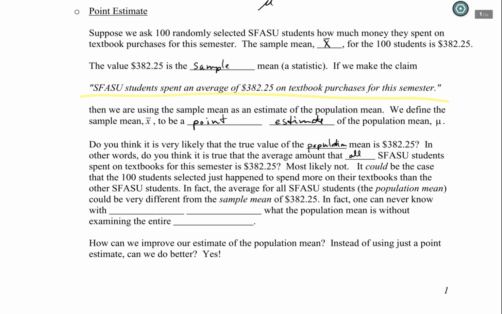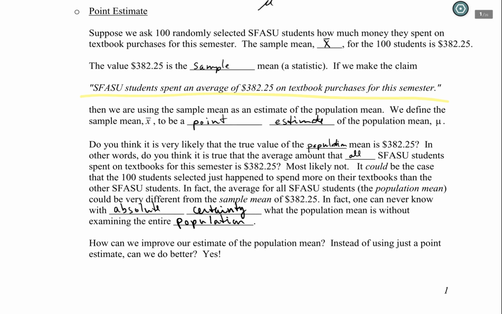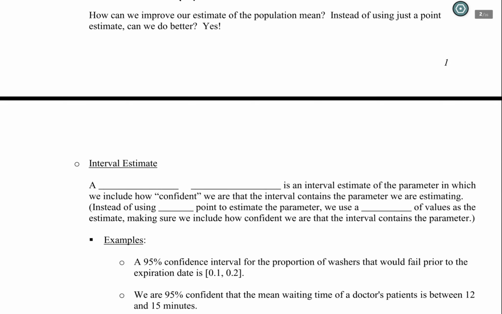No one can ever know with absolute certainty what the population mean is without examining the entire population. So can we do better than a point estimate? Yes, we can. So let's look at how we're going to do better.